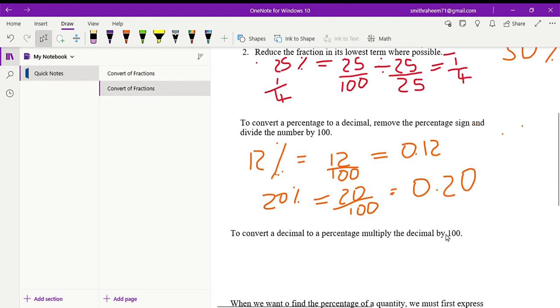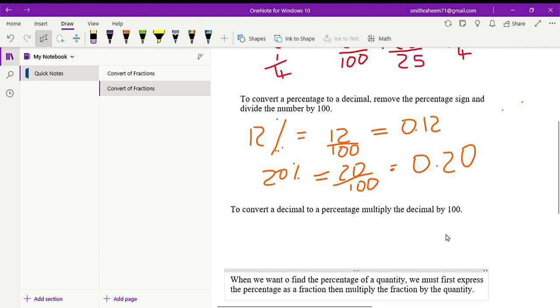Alright, so in the next video we'll continue to convert a decimal to a percentage, and also we're going to find the quantity. So stay tuned in the next video and we'll pick up after that.